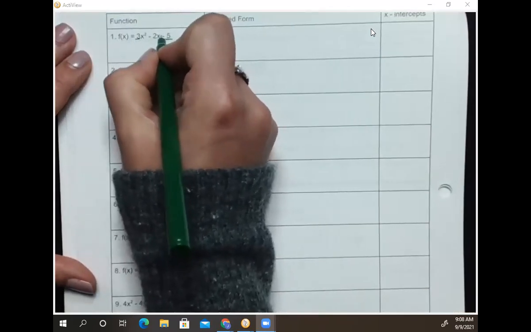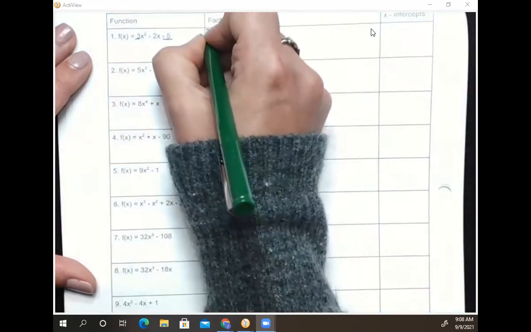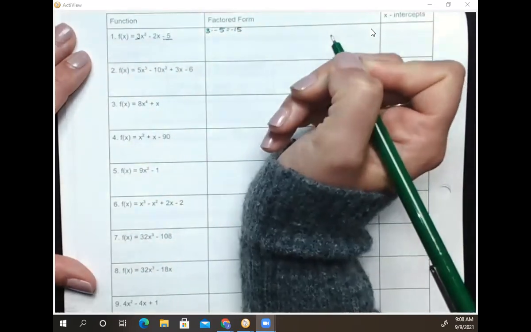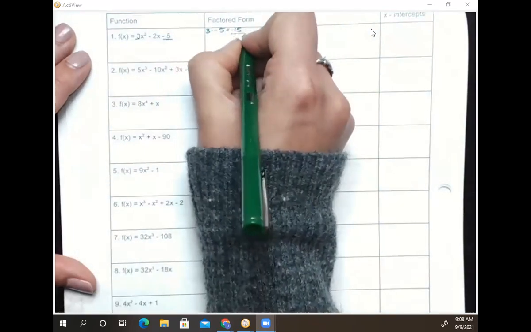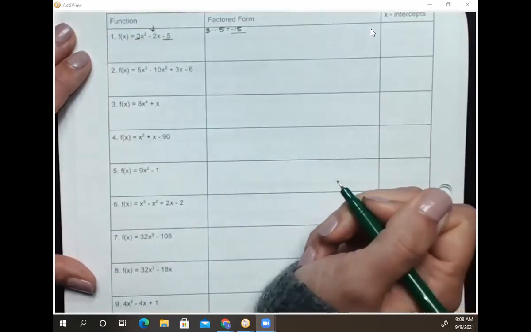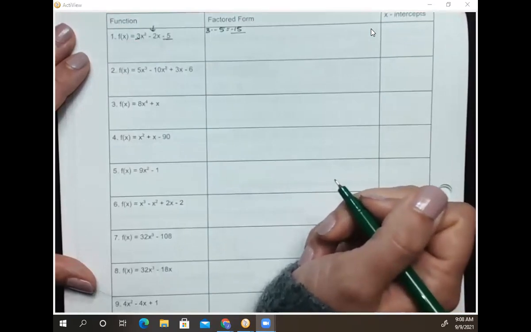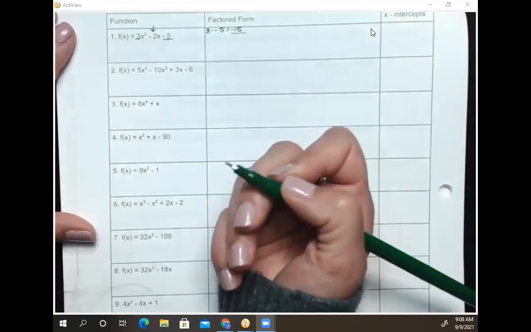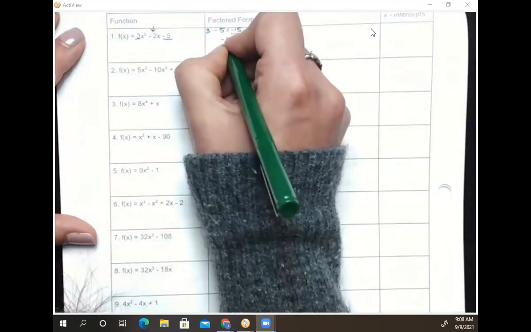So 3 times -5, be careful of your signs. 3 times -5 would give me -15. And now I want factors of -15 that add to -2. What factors do I want? Yeah, it's nice when it's the things I multiplied, right? Because then it's like already there for me.